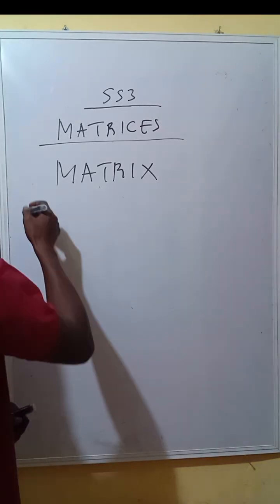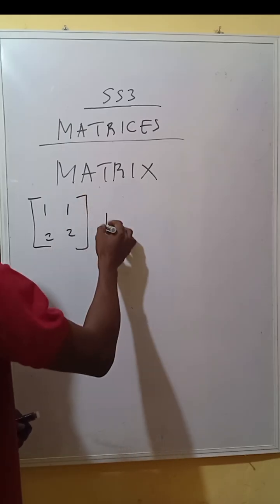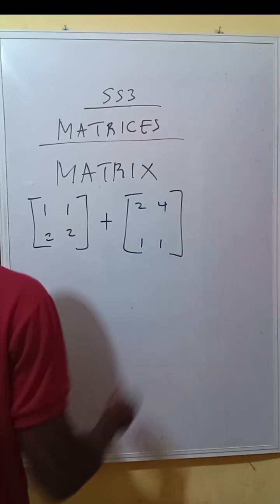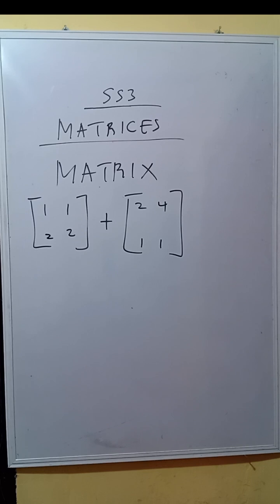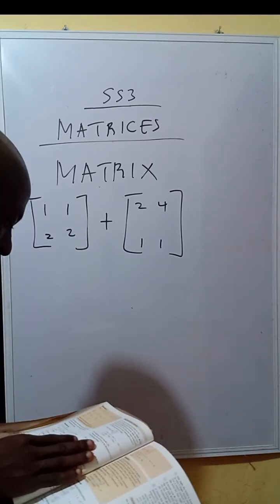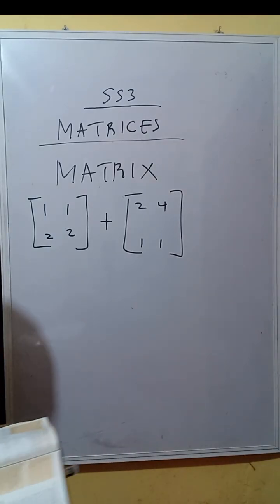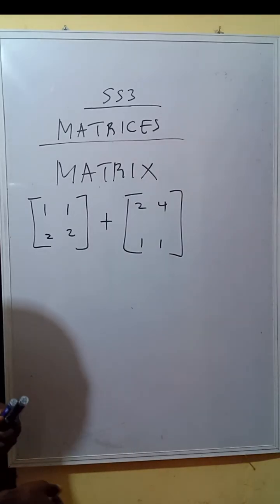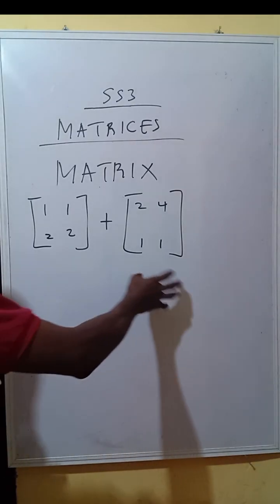Now, let's say we are to add these matrices together. Take note that you can only add matrices that have the same number of rows and the same number of columns. You can't add a 1 by 2 matrix to a 3 by 3 matrix. You can add a 2 by 1 matrix to a 2 by 1 matrix, or a 1 by 2 matrix to a 1 by 2 matrix.